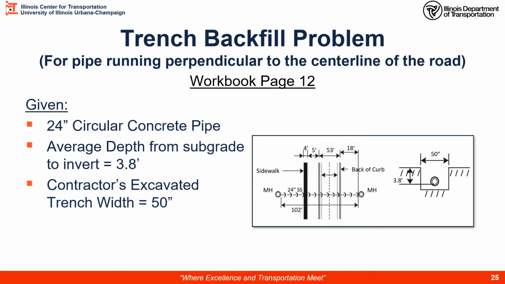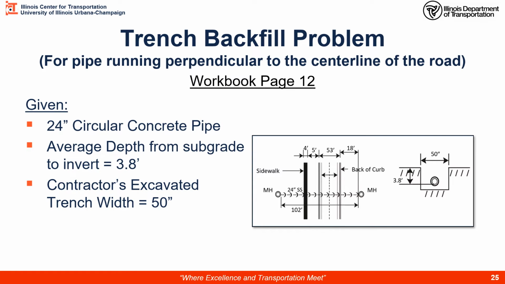Let's go to Workbook page 12, where we have a trench backfill problem for you to tackle. This one is running perpendicular to the road. We're giving a few bits of information here. We have a 24-inch circular concrete pipe. The depth to the invert is 3.8 feet, and the contractor excavated their trench width at 50 inches. So here's that 50 inches in the trench width, how deep it is to the invert.